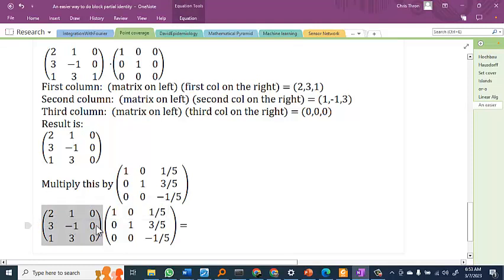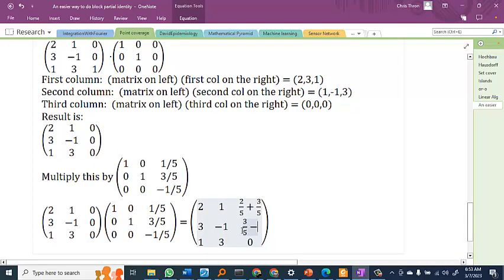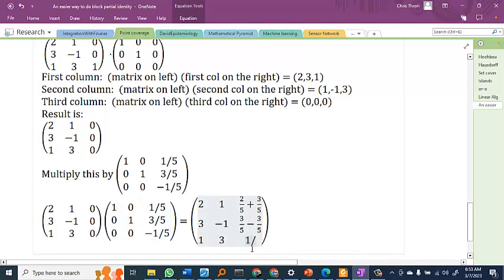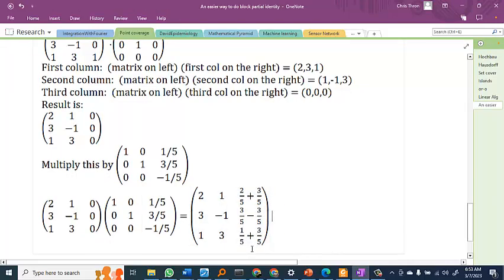Okay. So what I'm going to get is simply first column is the same, second column is the same. This is just going to be, if I work this out, 2/5 plus 3/5. This next one is going to be 3/5 minus 3/5. And the last one is going to be 1/5. See, what I'm doing is I'm multiplying these rows here by the last column here. So the last one is going to be 1/5 plus 3/5, which is equal to the desired result.